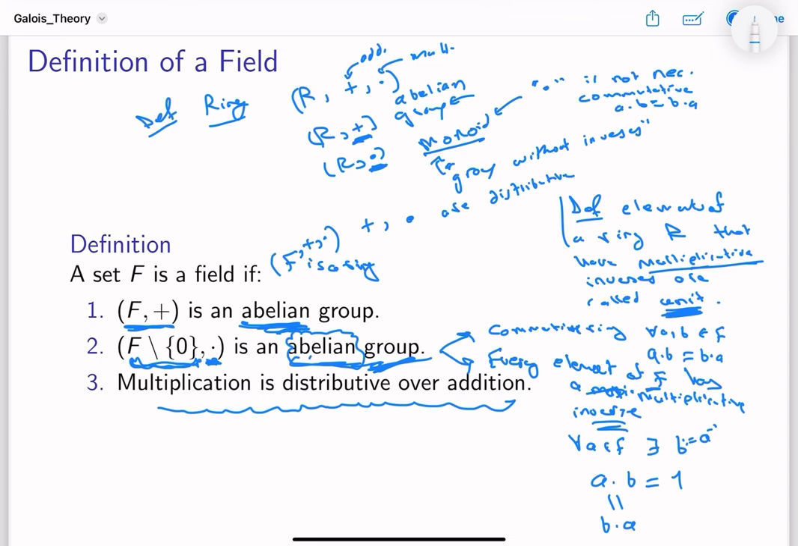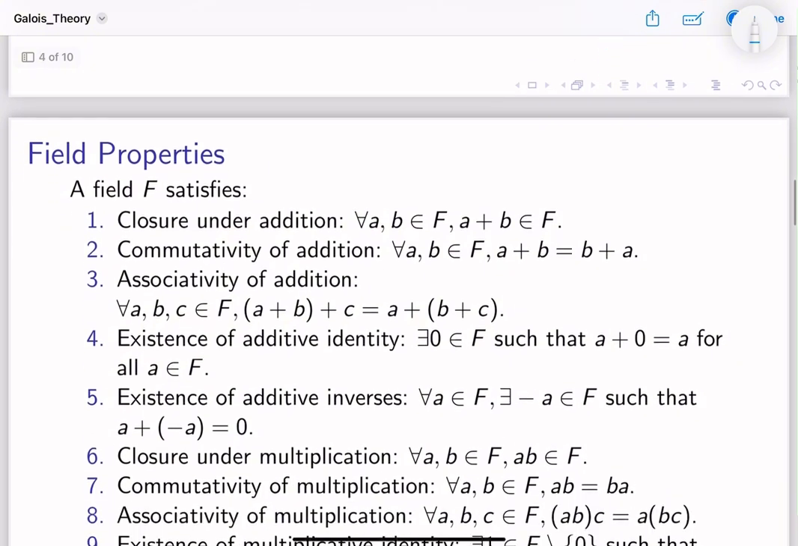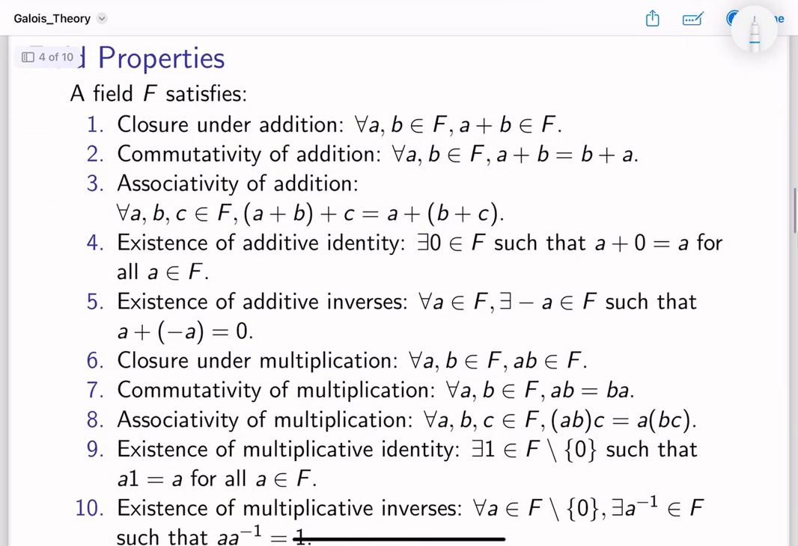if we want to write out what the properties are, what does it take for F with the addition to be an abelian group? What does it take with F take away 0 with the multiplication to be a group? What does it take for it to be distributive over addition? Here are the field's properties, right? First of all, for it to be an abelian group, what we require is that over addition, we require closure under addition.